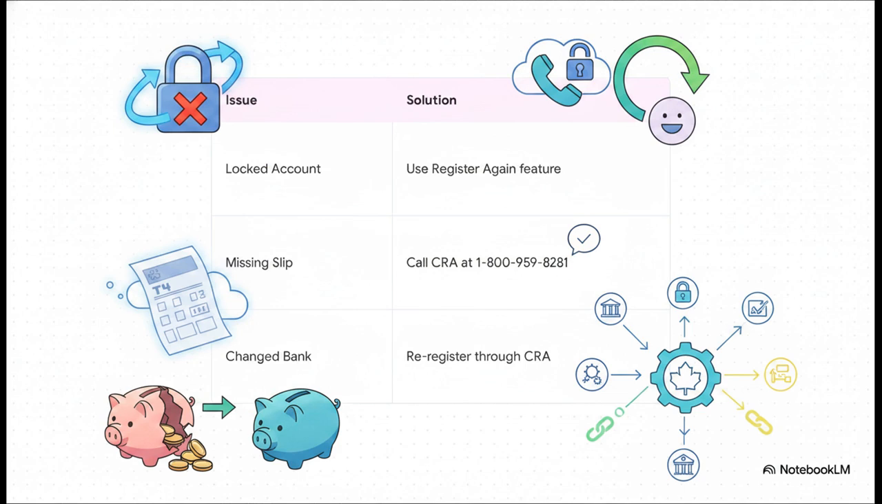If your slip is simply missing from the portal due to digital lag, which totally happens while the CRA validates files, a quick call to the CRA at 1-800-959-8281 can actually get you the exact box numbers you need right over the phone. And if you changed banks and your sign-in partner is gone, just go through the CRA registration process again to set up a new link.